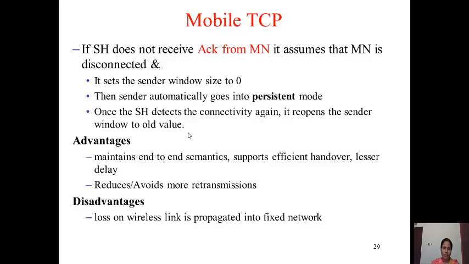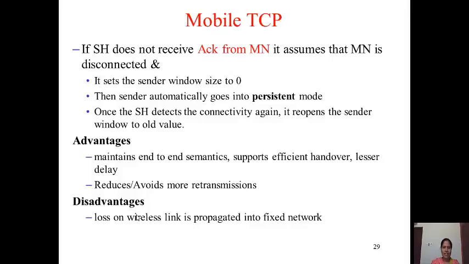Coming to the advantages and disadvantages, as we clearly understood from the definition and the methodology in which mobile TCP works, the end-to-end semantics is maintained, and it supports efficient handover, of course, because it just monitors the signals. The delay is also reduced, that is, a lesser delay is experienced. And whenever you have an efficient connection or communication established, naturally it will reduce or avoid more retransmissions. This is again the main advantage of our mobile TCP, right?